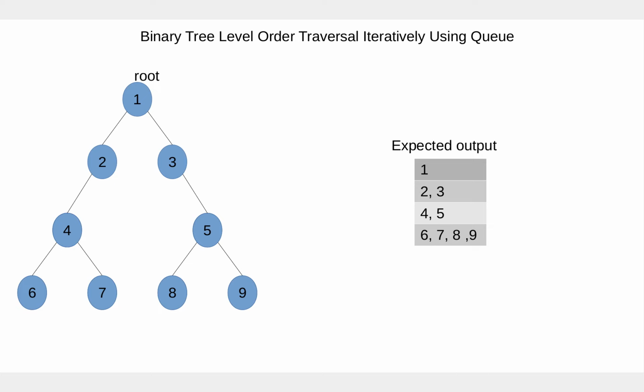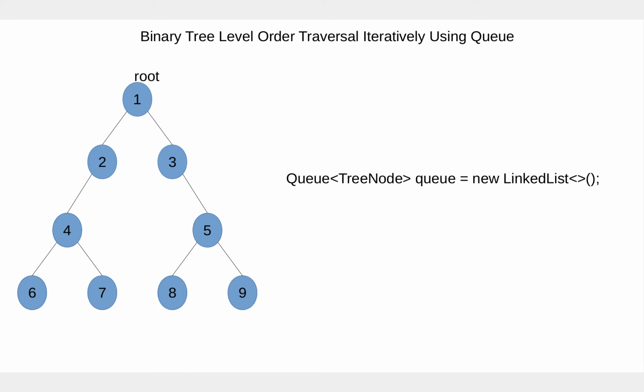Now to do level order traversal, we shall use a queue data structure. A queue, as you know, is a first in first out data structure, which means the first element added to the queue is the first element to be removed. So we'll define a queue here. A queue in Java is an interface, so we shall use the linked list implementation of the queue.